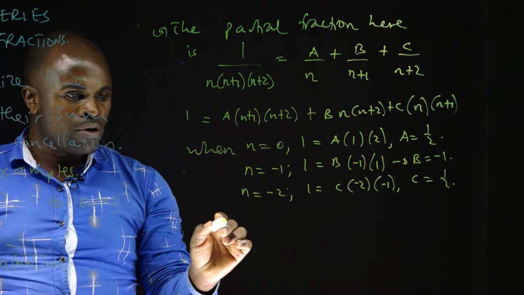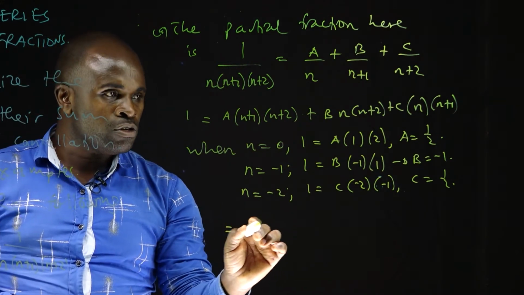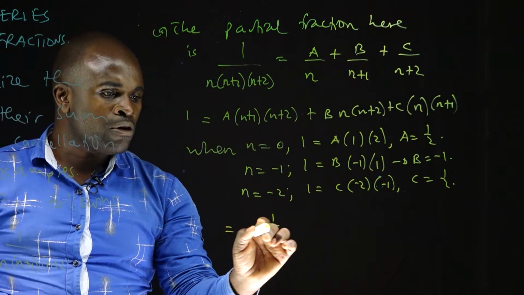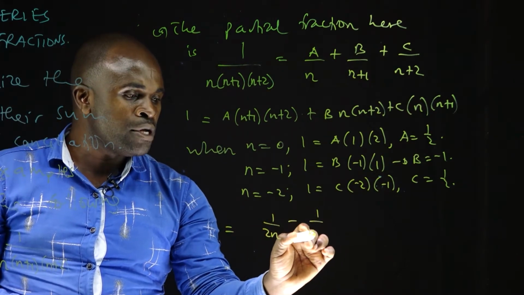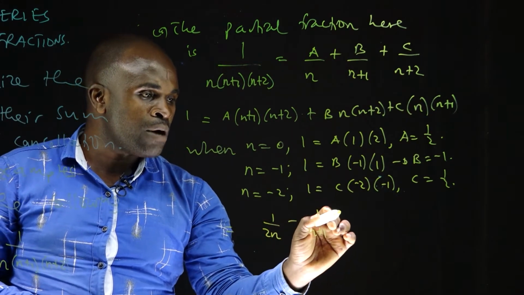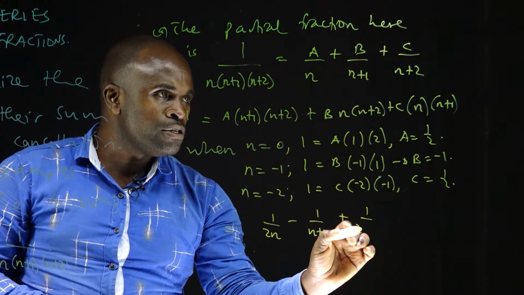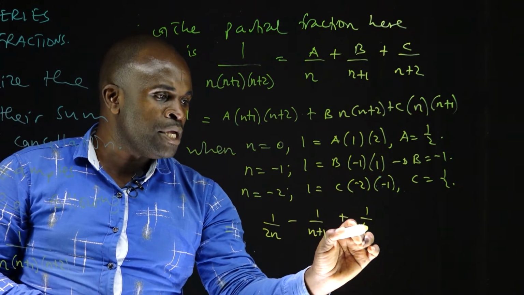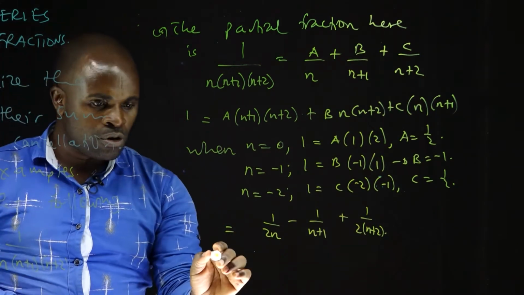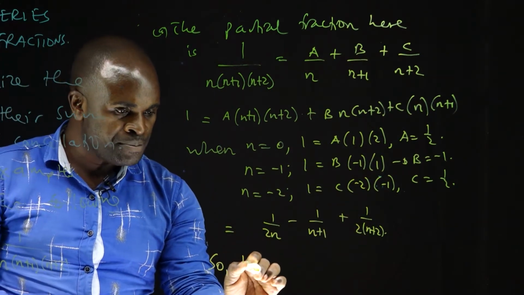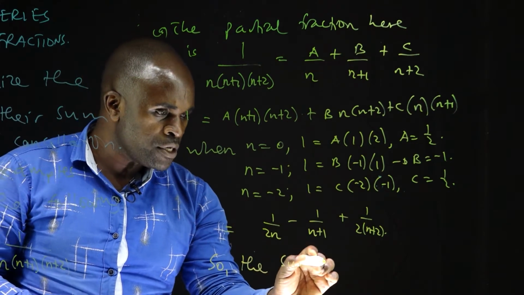It means this becomes our a, 1 over 2n, minus our b, negative 1 over n plus 1, and here our c, 1 over 2 times n plus 2, bracketing. So we say the sum is.